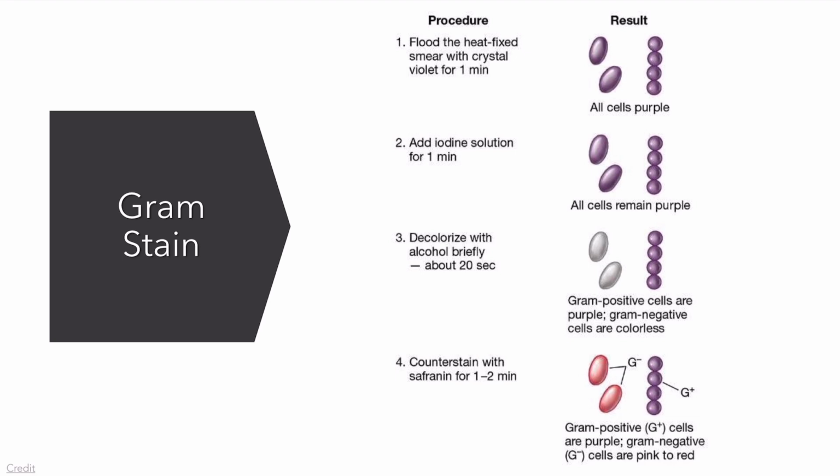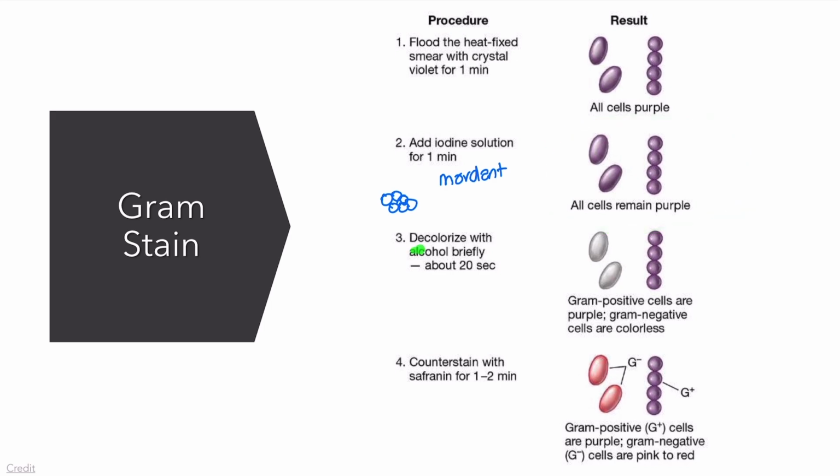The next step in this process is to add iodine. Iodine is what we call a mordant. A mordant sticks things to other things. They're used in dyeing a lot. This aggregates the crystal violet molecules. So that means they stick them all together. So we have lots and lots stuck together instead of being separate from one another. And that then creates an insoluble complex that will bind better to the cell. All the cells are still purple at this point.